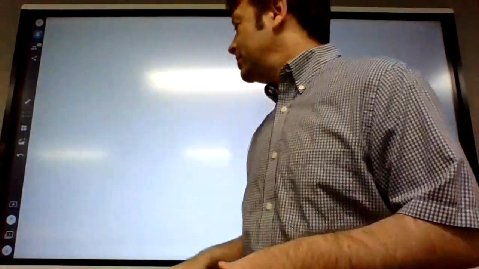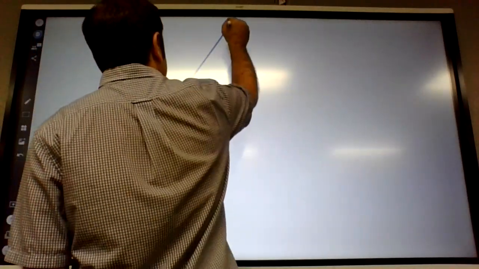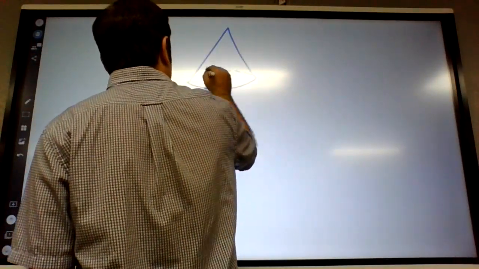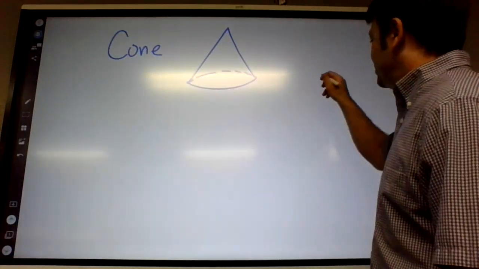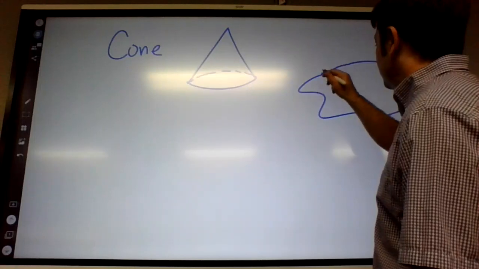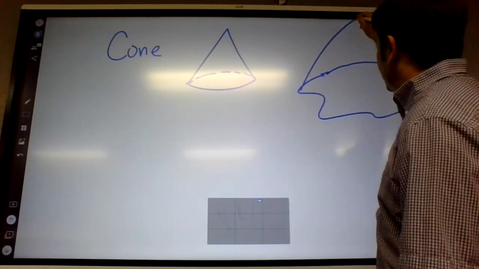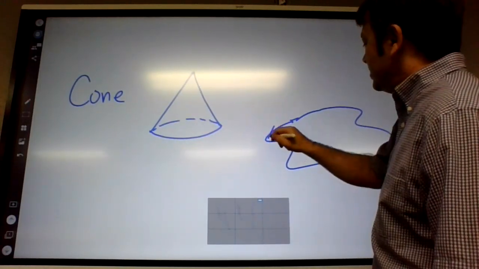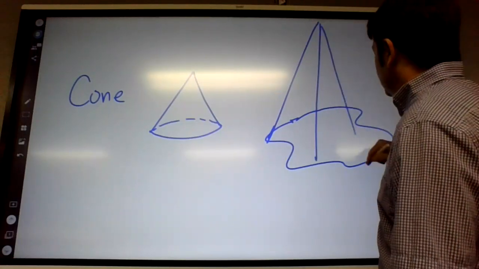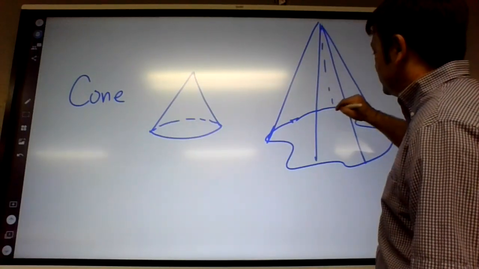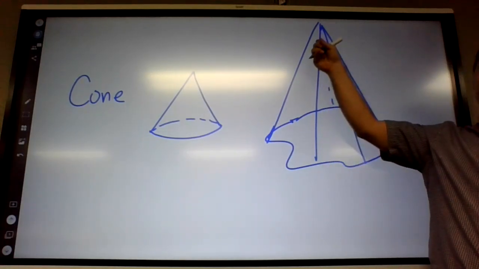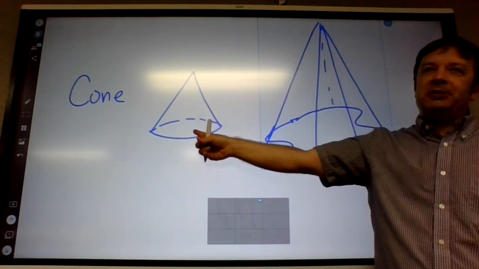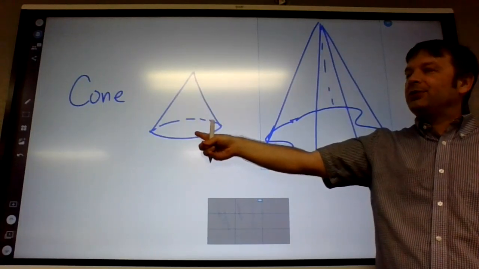All right. The first one is a cone. Now, you guys know what a cone is, right? It usually looks like this. Now, by the book's definition, they would actually call this a circular cone. By the book's definition, any flat surface that comes up to a point like this would be called a cone. So when we say cone, we normally mean what the book calls a circular cone.